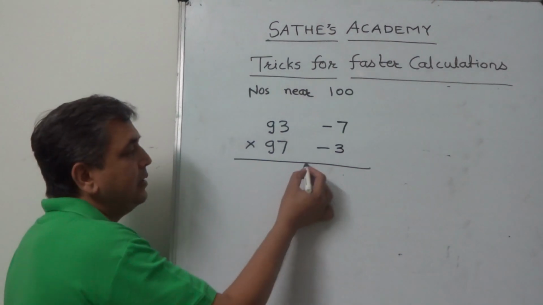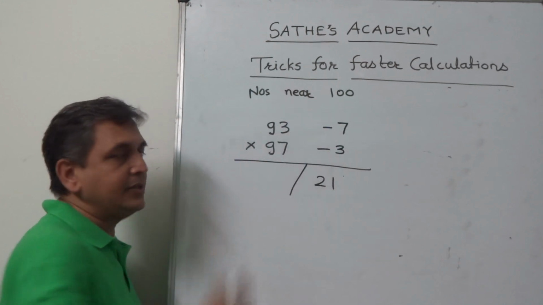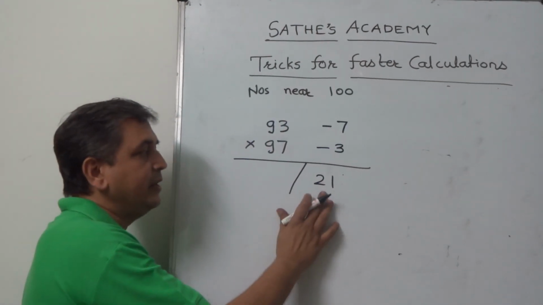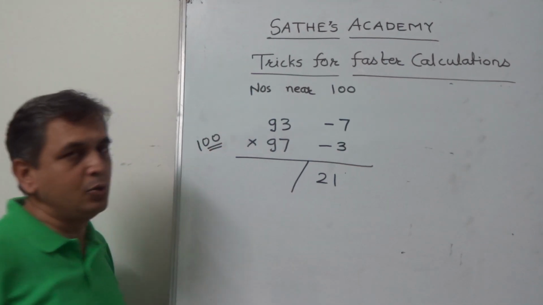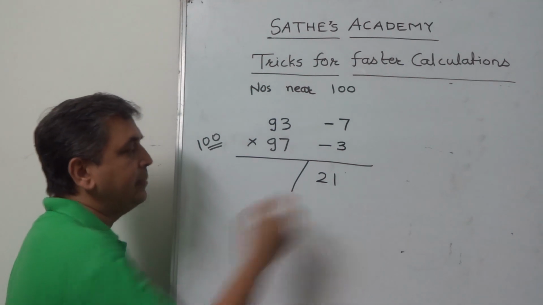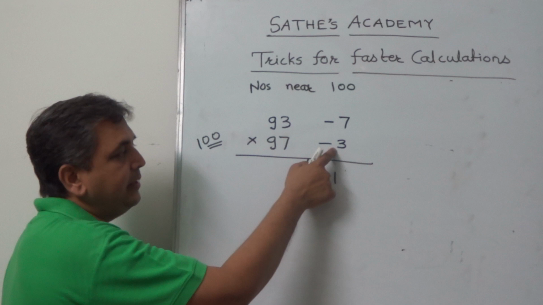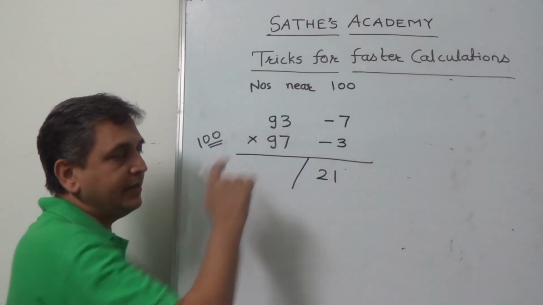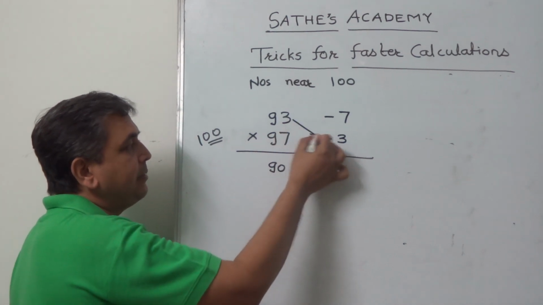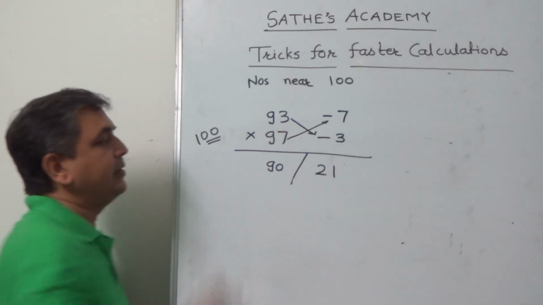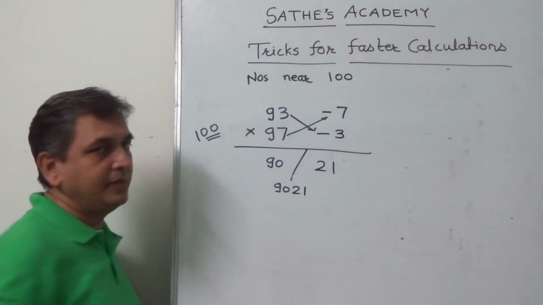Now we write here 7 3s are 21, also the sign minus into minus is plus, so this is 21. We want a 2-digit number since these numbers are near 100 having 2 zeros. And this number is very simple, 93 minus 3 or 97 minus 7. Whatever we do, answer will be 90. So final answer is 9021.